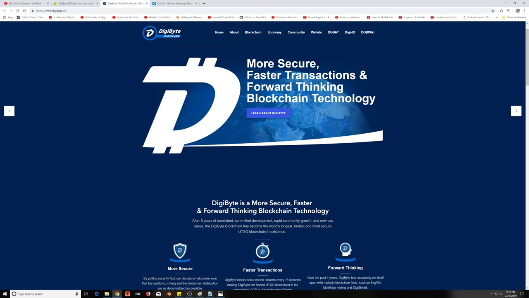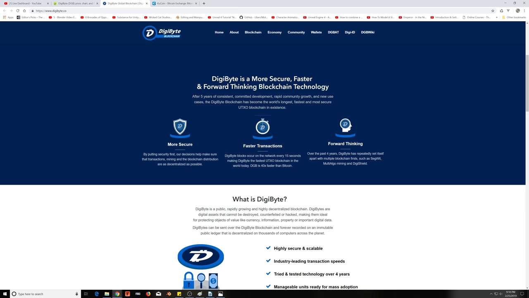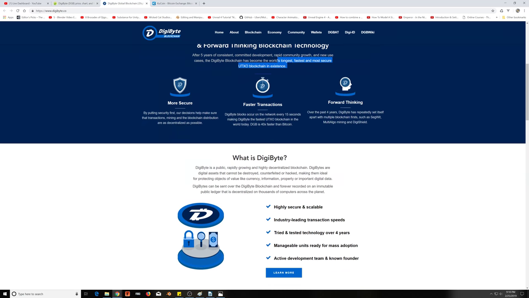More secure, faster transaction, forward thinking blockchain technology. Okay. That says nothing. 5 years consistent committed development. Yeah. New use cases. Longest, fastest, most secure blockchain in existence. Really? So the decisions, mining blockchain, decentralized as possible. Fast transactions, 40 times faster than Bitcoin. Okay.